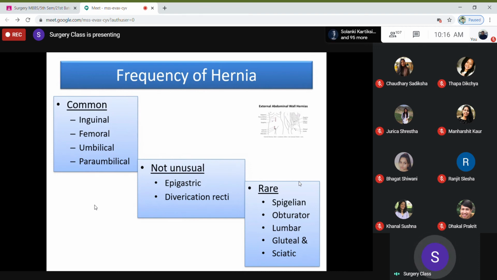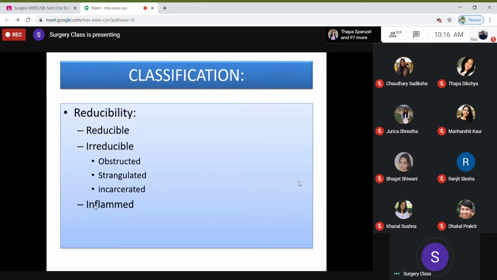The right and left rectus muscles are normally about a centimeter apart. When they separate by more than 1 centimeter, there will be a gap in between which protrudes out when intra-abdominal pressure increases. That's not a hernia, that's diverging recti. I'll come to that point. But the rare ones you must know are Spigelian hernia, obturator hernia, lumbar hernia, gluteal hernia and sciatic hernia. These are the frequency-wise hernias you can have in the body.